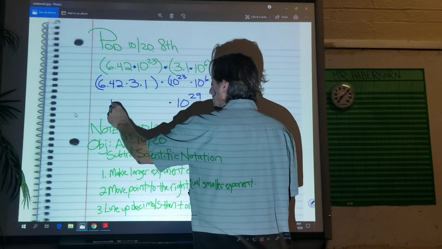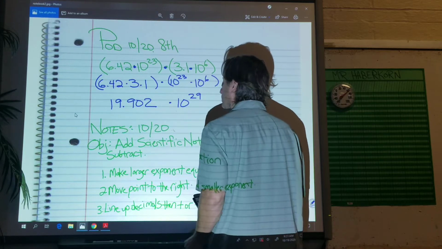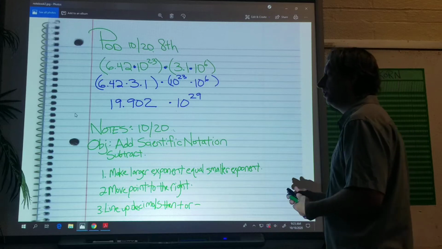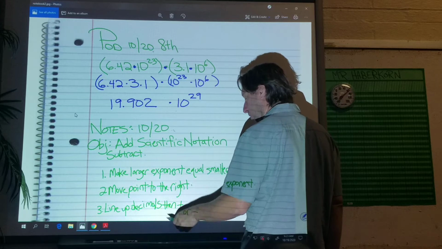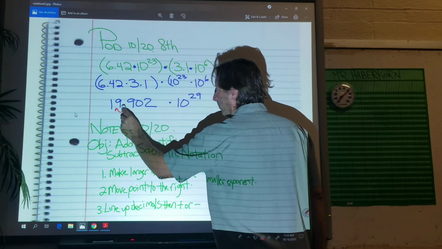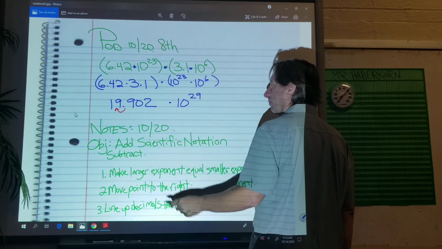So it's 19.902. All right, so this is not in scientific notation. There's two significant digits before the point. We know we only want one. So I have to move that point over one to the left. When I go to the left, we know this bumps this up one, right?